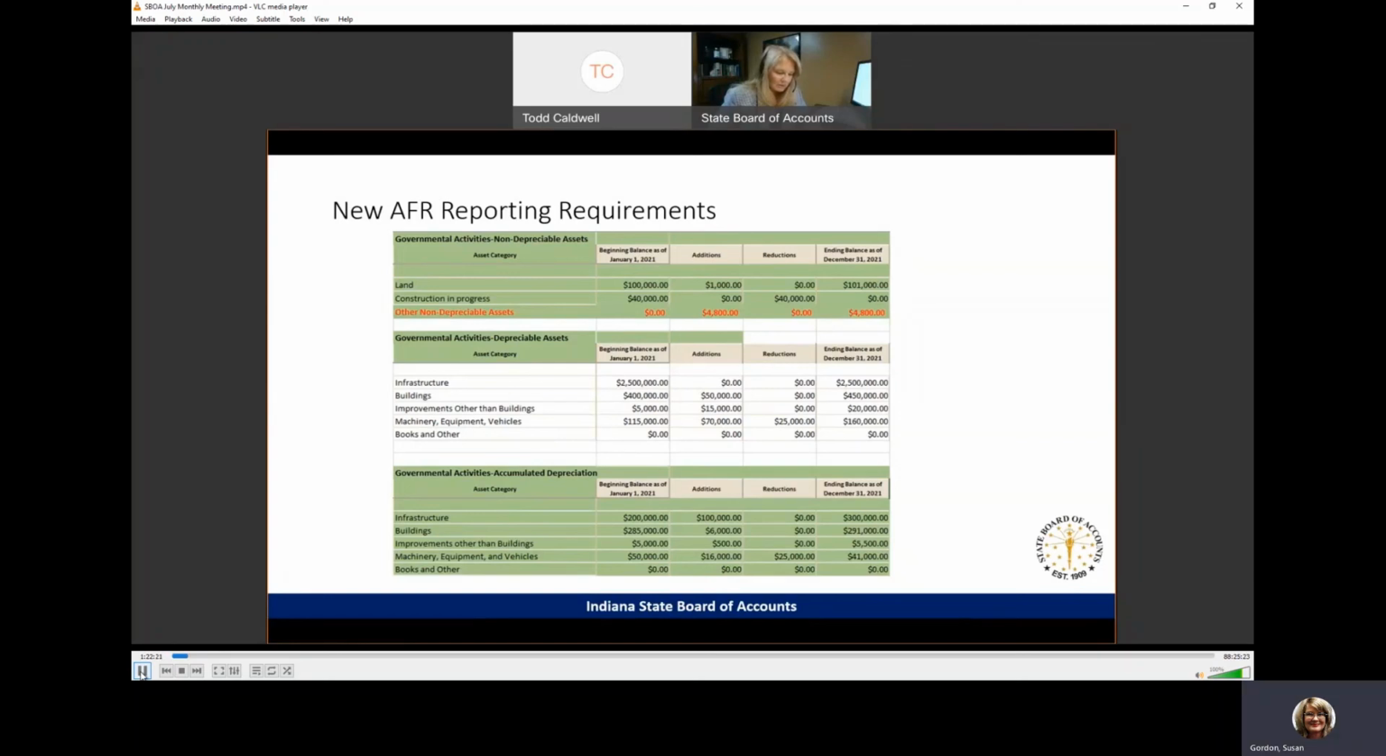And you will go ahead and enter all of your totals there from your spreadsheet to arrive at your ending balance. And then at the bottom, you'll have accumulated depreciation, which notice you have to have by type of asset. So you do have to know, for example, for infrastructure, what your beginning balance is, your additions and your reductions, and your ending balance. You'll have to do that for all asset types. And you'll also have to do that for each government activity that you have.